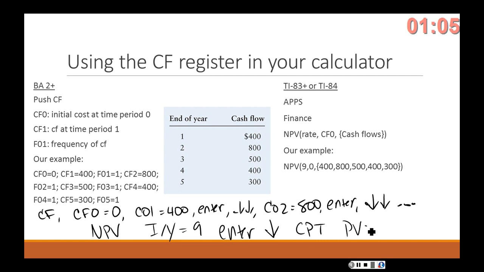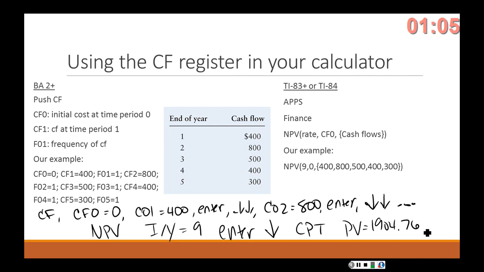And you get the present value is $1,904.76. If you have a graphing calculator, the steps are much simpler. So you push the apps button, select finance, and scroll down until you see NPV. Push enter when your cursor is on top of the NPV button.